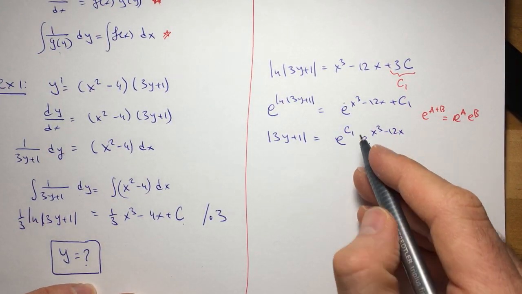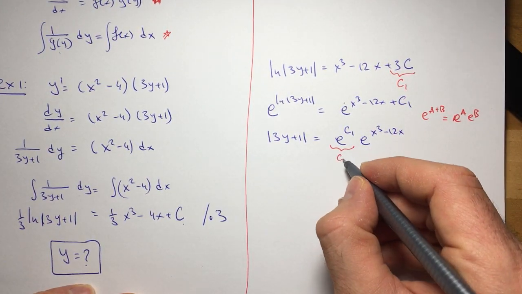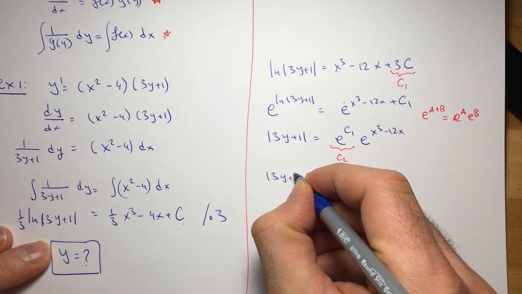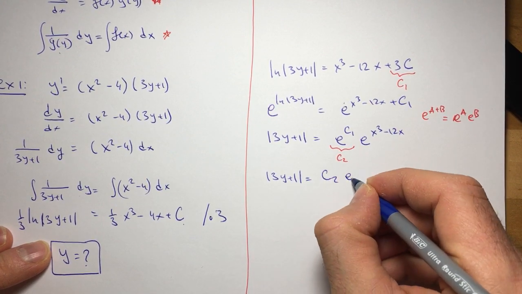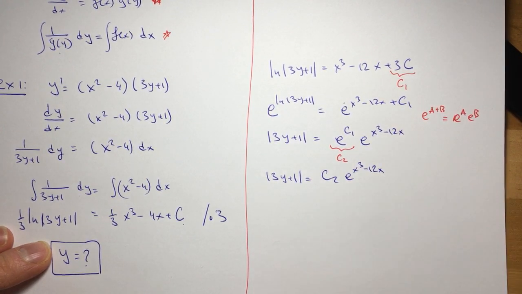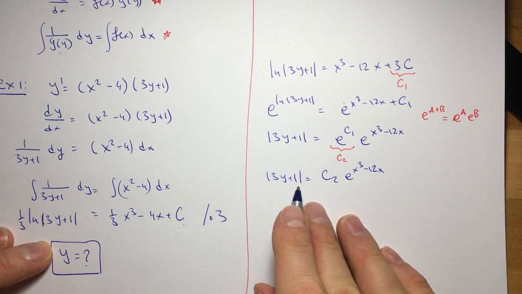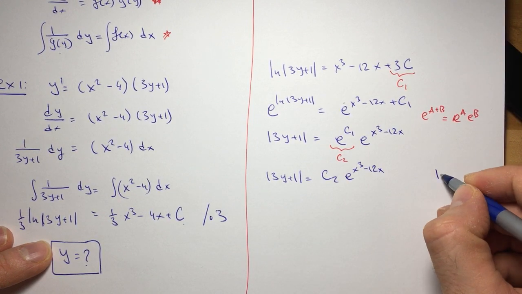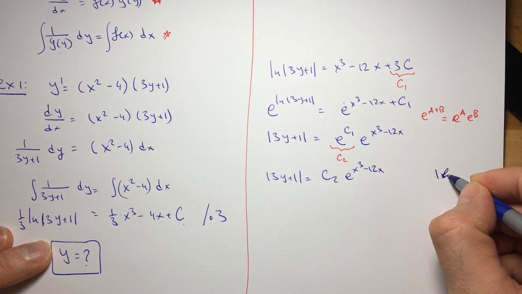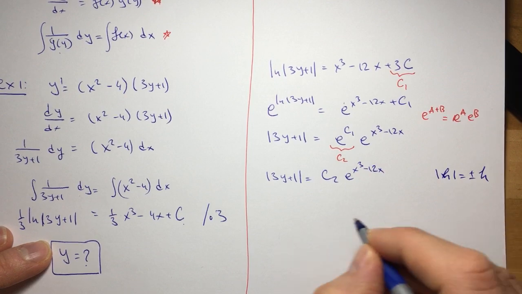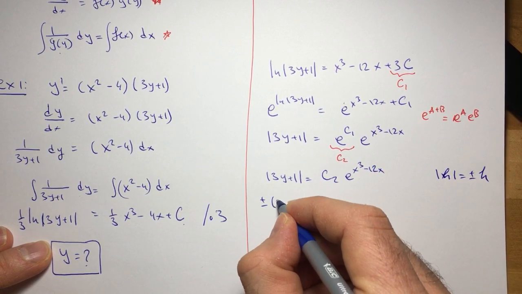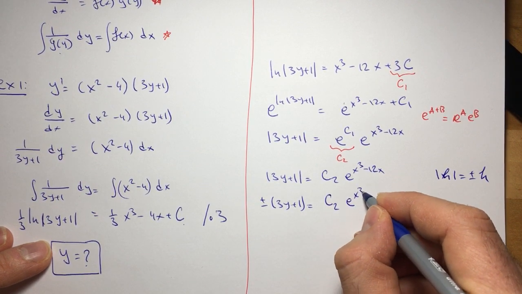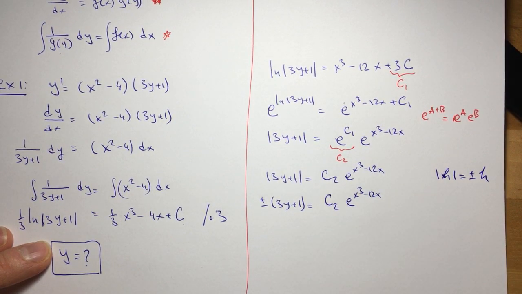But again, e to the power c1 is another constant, right? Let's call it c2. So here I have the absolute value of 3y plus 1 is equal to c2 e to the power x cubed minus 12x. Now we drop the absolute value. So dropping the absolute value of, let's say, h is plus or minus h, right? So you get plus or minus 3y plus 1 is equal to c2 e to the power x cubed minus 12x.